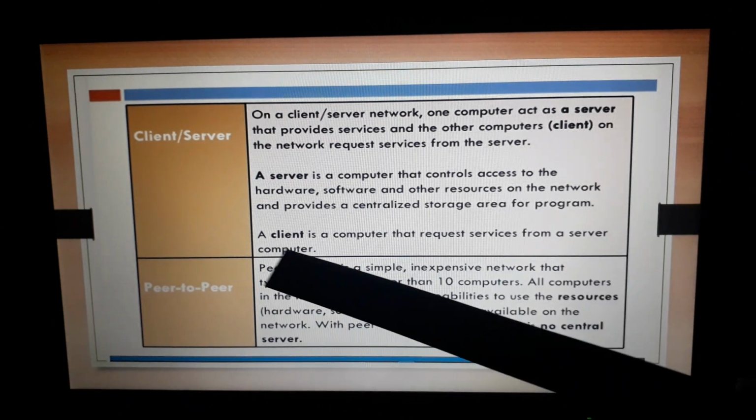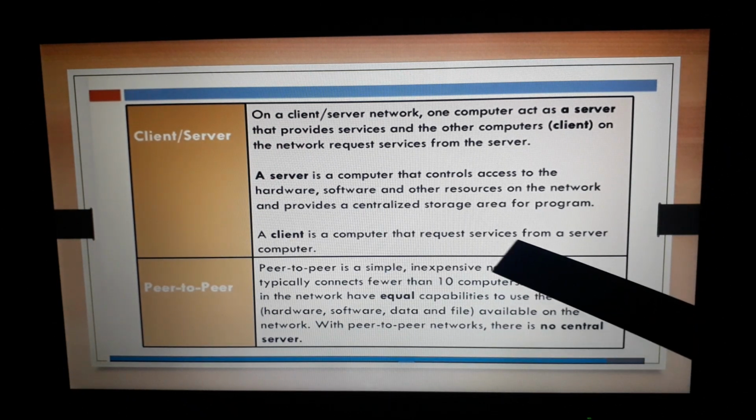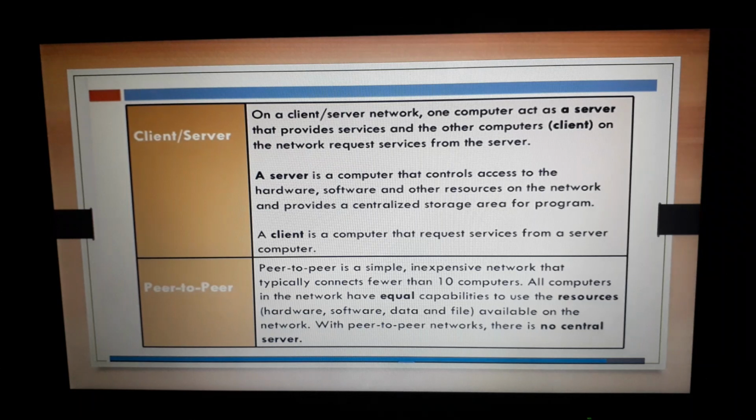Then a client. A client is a computer that requests services from a server computer. It means that client computers request services from the server computer.